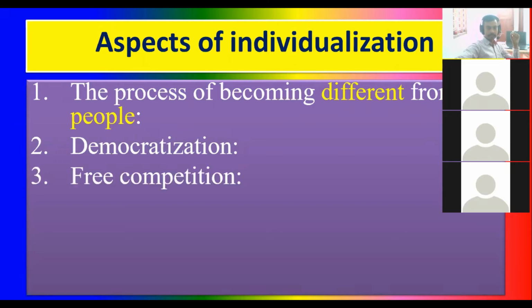Third one, free competition. Every individual freely competes with each other. There is no restriction. Fourth one, social mobility. According to this aspect, movement of social status is largely determined by individualization. If a person becomes individualized, they can change their social status from lower to higher.